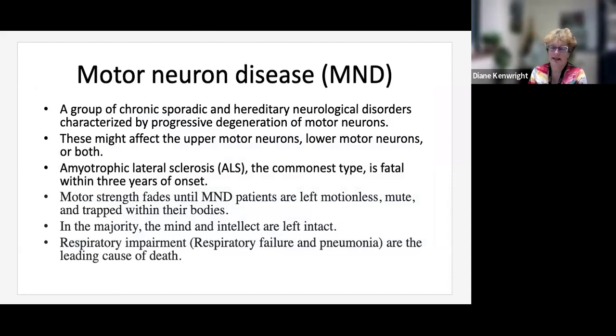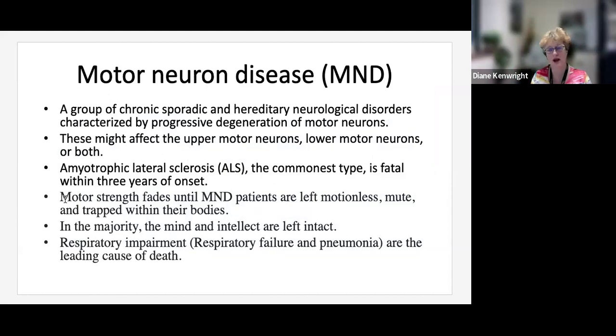So motor neuron disease is another degenerative disease. It's a group of disorders. The most common one is amyotrophic lateral sclerosis, sometimes in America called Lou Gehrig's disease. It is affecting both the upper motor neurons and the lower motor neurons.